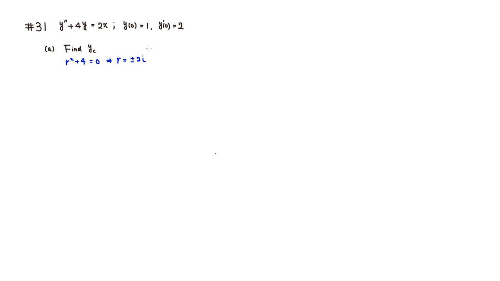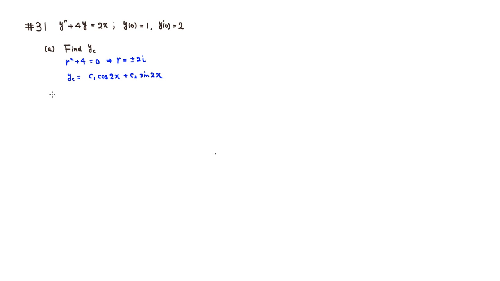So the complementary solution is going to look like y sub c is equal to c1 cosine of 2x plus c2 sine of 2x. So we found that. Then let's do part B.